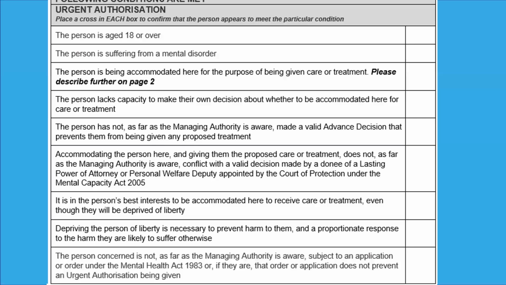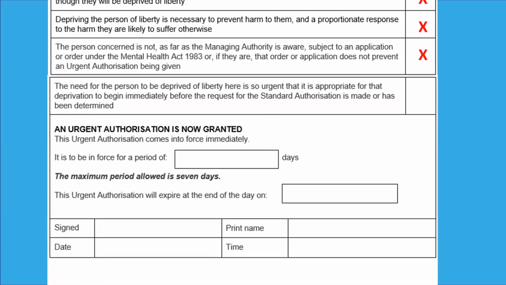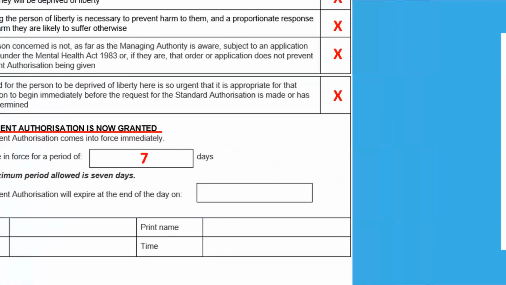Take care in ensuring that you have gone through and ticked each appropriate box. Once you have gone ahead and made sure that all boxes above have been ticked, an urgent authorization is now granted. It is to be in force for a period of 7 days.